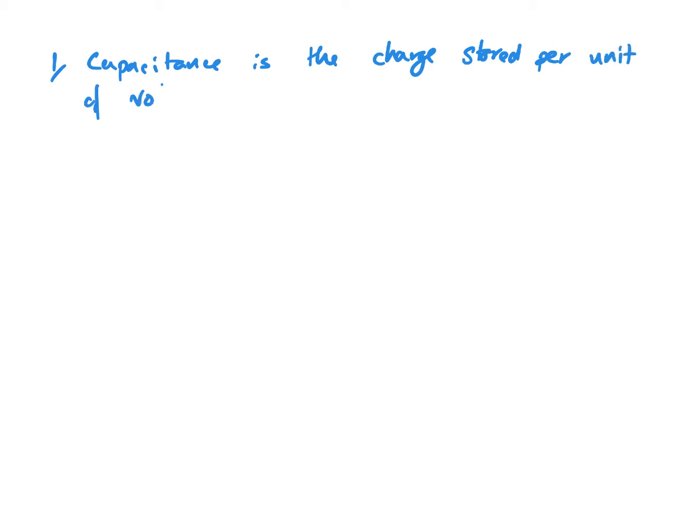So a capacitor is a device which is used for storing charge, and the measurement of that is called its capacitance. It's quite a simple definition which once again will link to the formula you can use. But capacitance is the charge stored per unit of voltage.